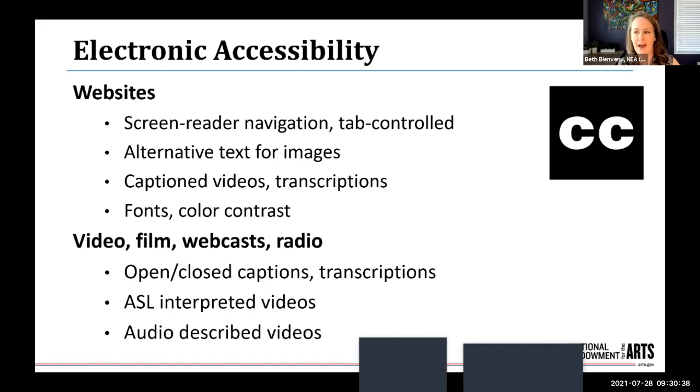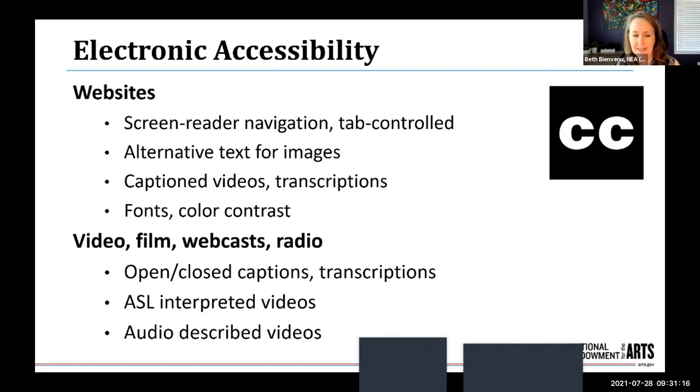Like if I were to add alt text for the image on the screen here, it's a black graphic disability symbol for closed captioning. You right click on it, if you're in Word or PowerPoint or Outlook, and you'll see alt text, and you can just add one or two sentences about what's in the image. Make sure that your videos are captioned, or you provide transcripts.